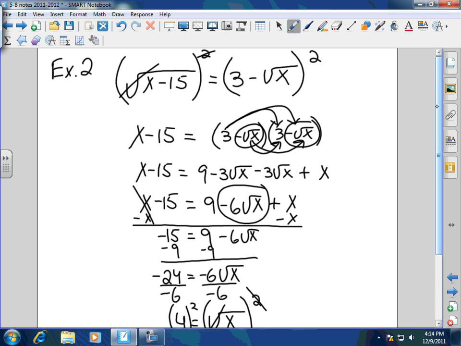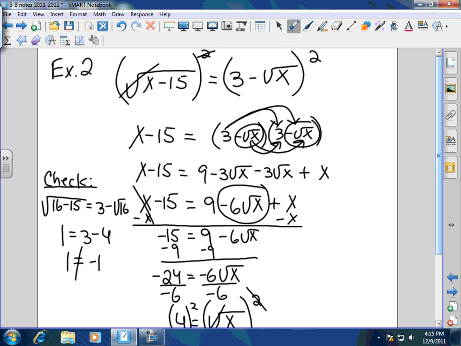Now, let's check it and see if this works, because if it doesn't work, then it's extraneous. So let's check. The square root of 16 minus 15 equals 3 minus the square root of 16. Let's see if that works. This is going to be the square root of 1, which is 1, which equals 3 minus 4. But 1 does not equal negative 1.